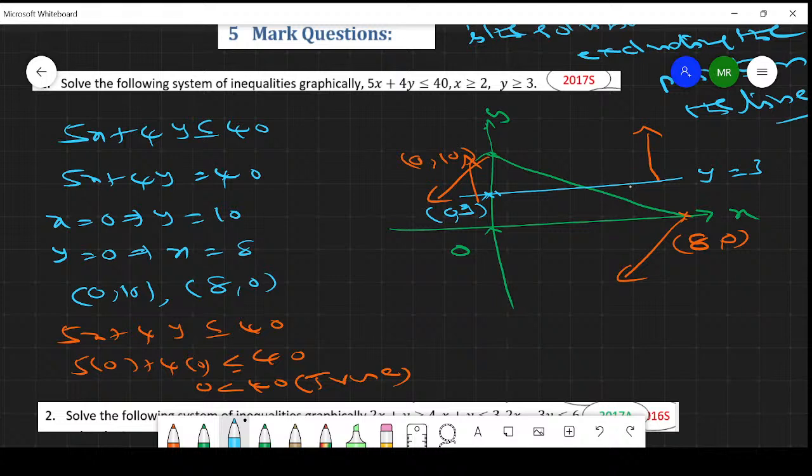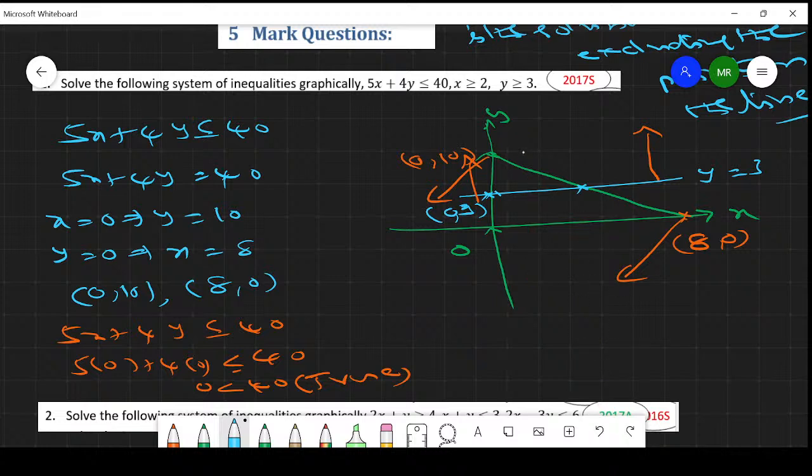Why? Because I am telling this point, if you want, you can find this point of intersection. When y is equal to 3, 12, 40 minus 12, it will be 28, 28 by 5, 5 point something, it comes this point, toward this side. Because I am telling this point 2, I will get like this, for example, I have drawn like this.